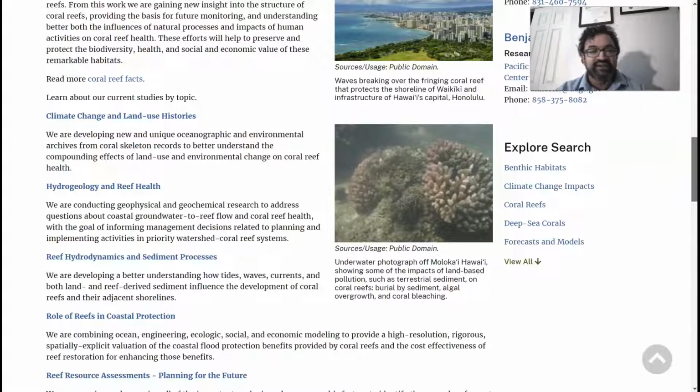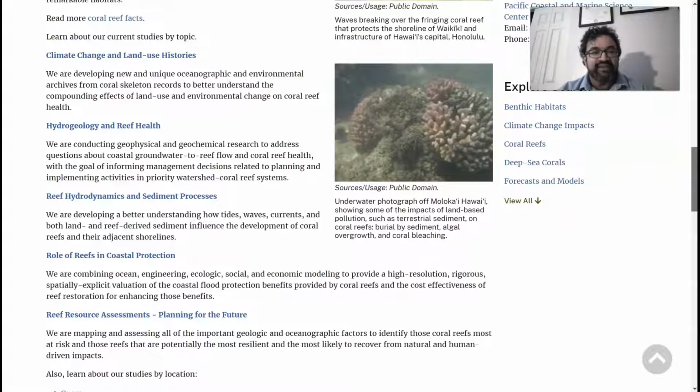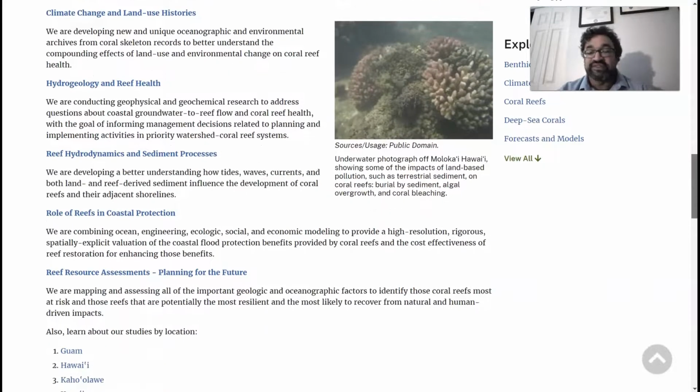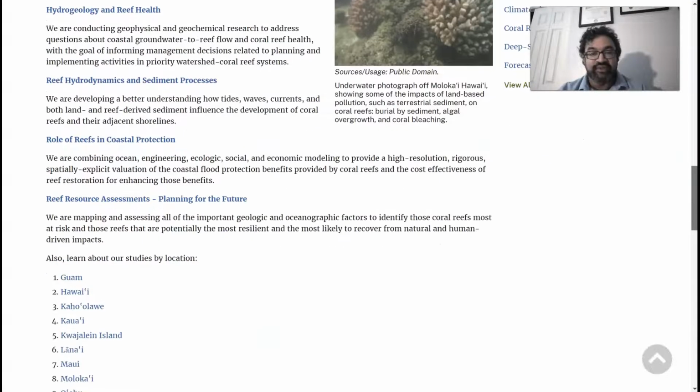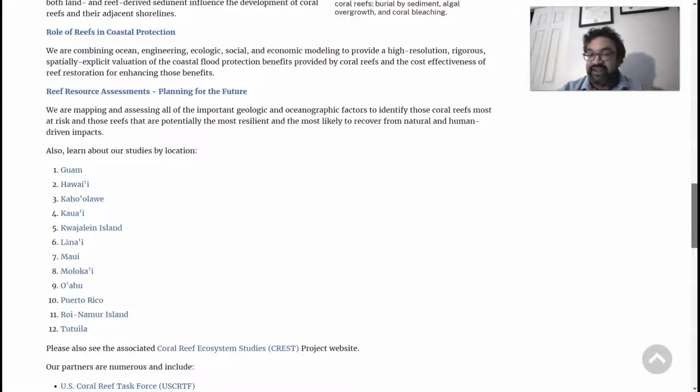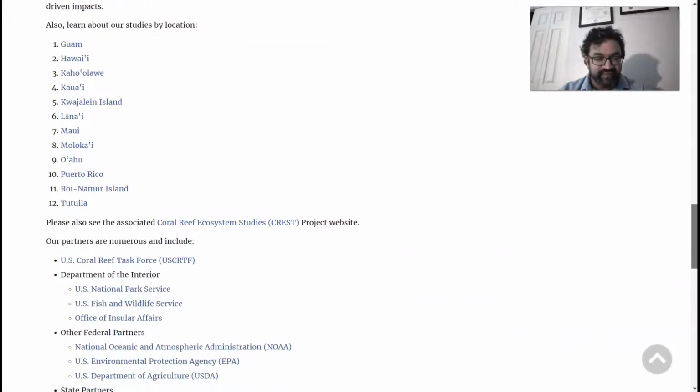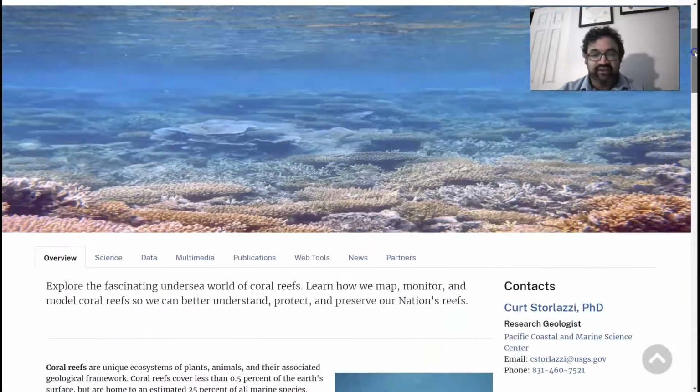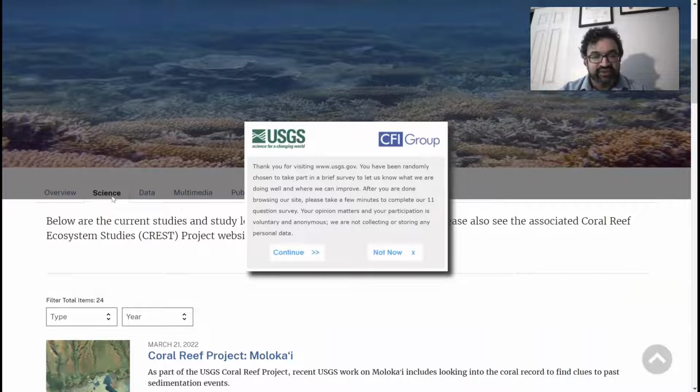Another important area is hydrodynamics and sediment processes, which is about better understanding how the tides, waves, currents, and both land and reef-derived sediment influence the coral reefs. So you're probably beginning to see, if you didn't know much about coral reefs, how critical they are to our environment. The first important thing is to map out where all of these coral reefs are. As I said earlier, I'm going to present a map that I made from looking at data on the worst coral bleaching event in history. I encourage you to go through this and also look at the various tools available at the top.